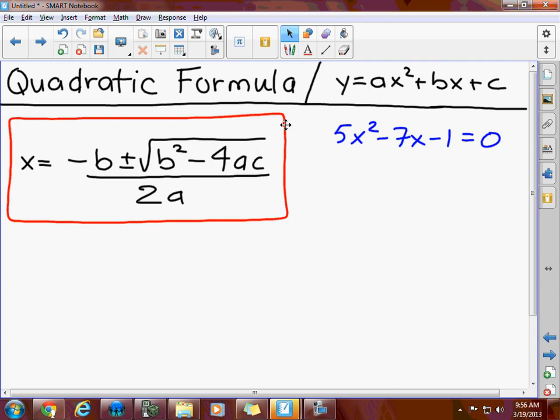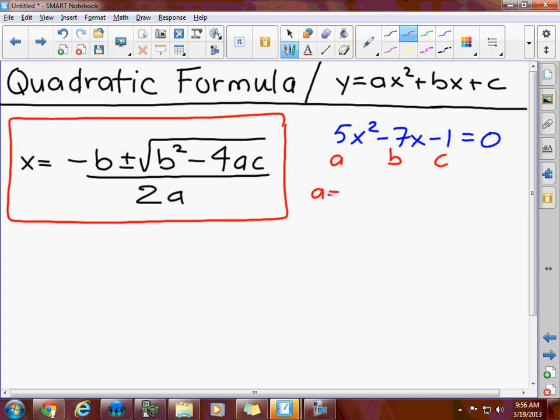This can be used if you don't want to factor the quadratic to find the solutions, or if the quadratic itself is not factorable, then we have to use this quadratic formula. So we're going to do an example of this with this quadratic equation over here. Big thing you need to know, the leading coefficient in front of the x squared is a, this guy is b, and this guy is c.